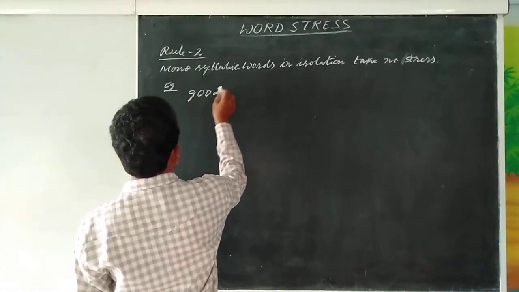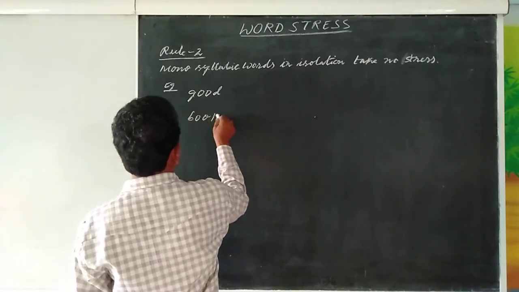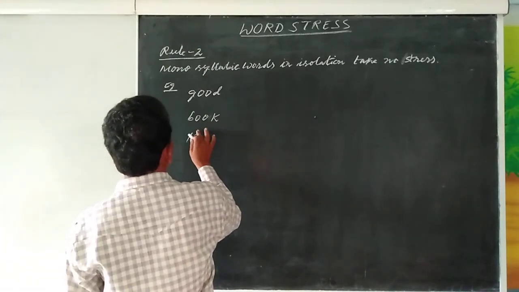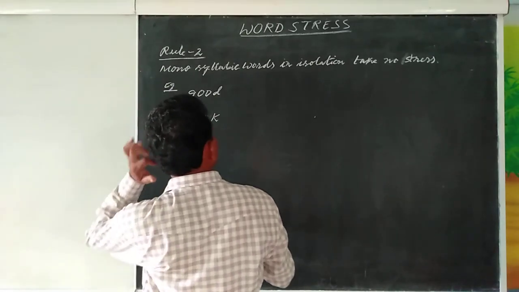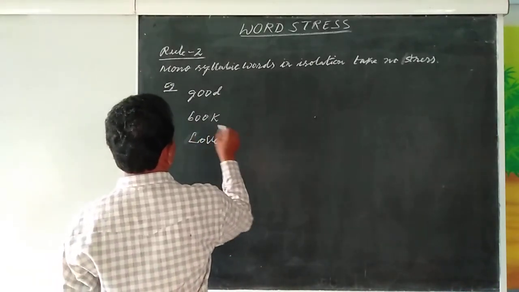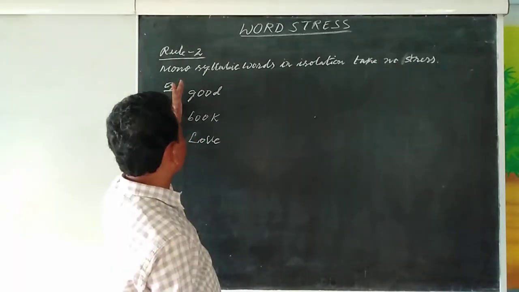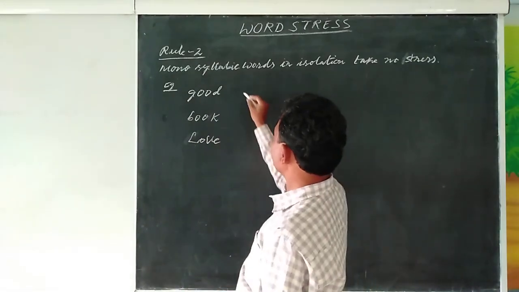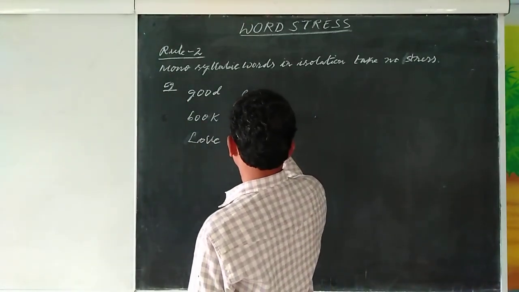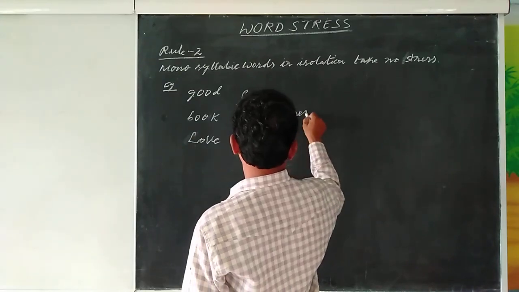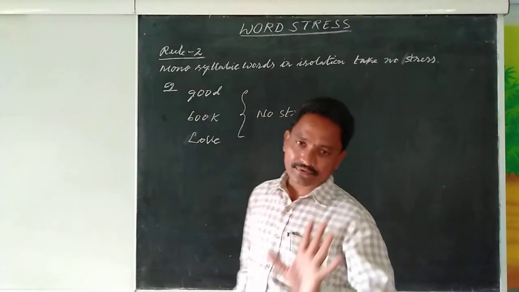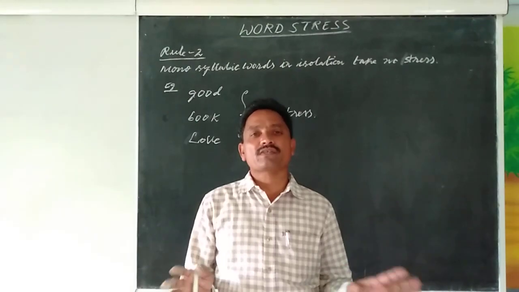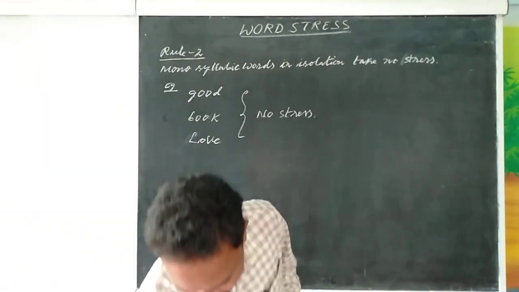Cook, book, king, no, not king, love. See, these are all good: book, love. These are all monosyllabic words, so that is why no stress. Remember, no stress. If these kinds of monosyllabic words are given in a public examination, there is no need to identify stress. Maybe it is not given because they are monosyllabic words.